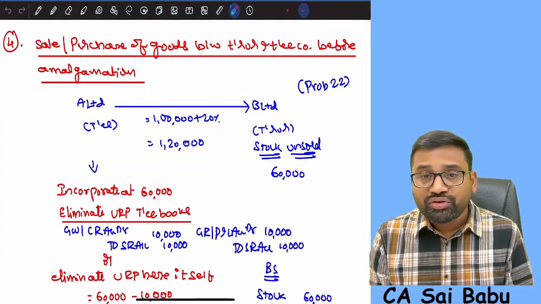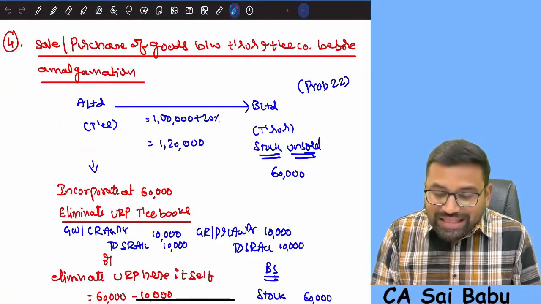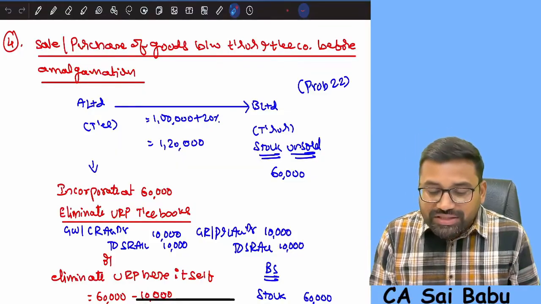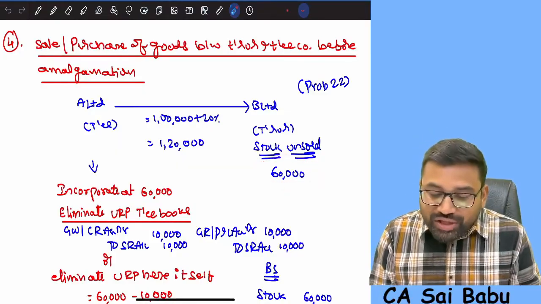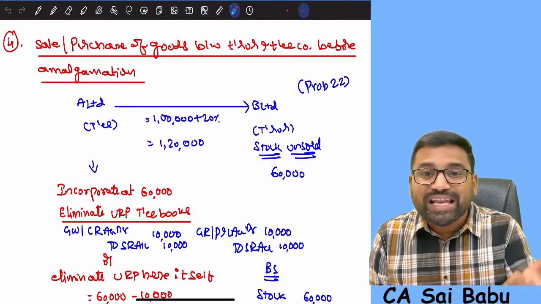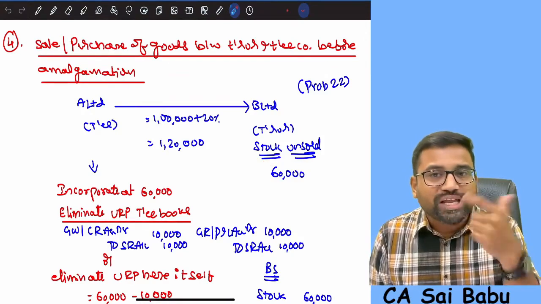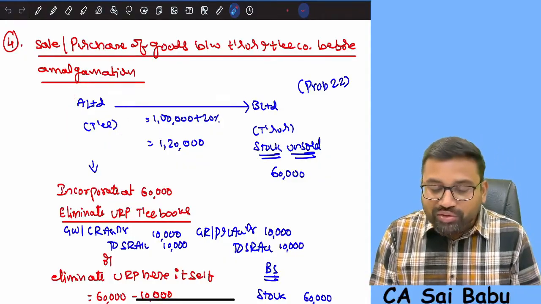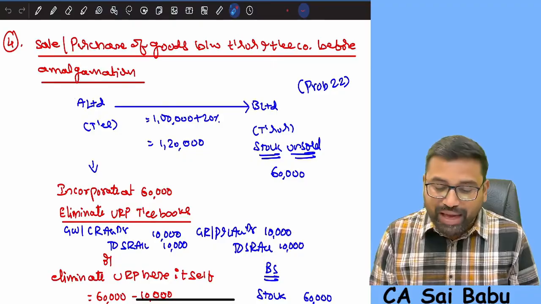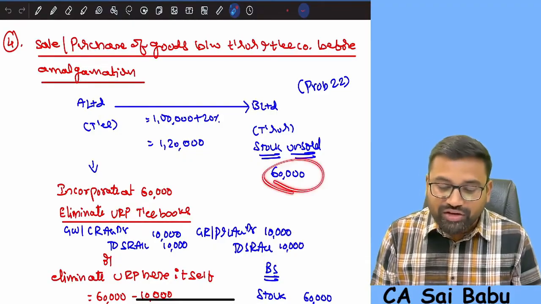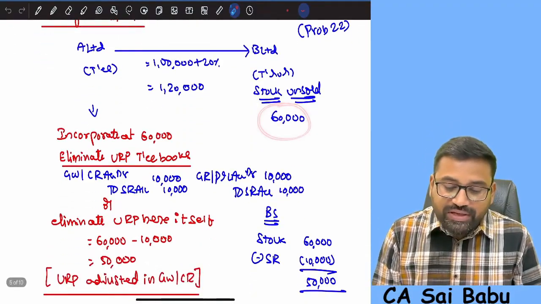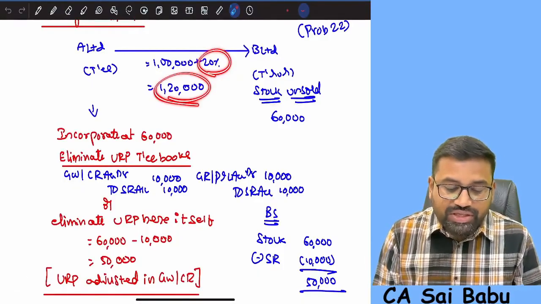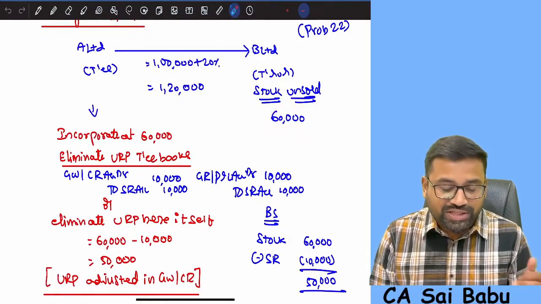So what will A Limited need to do? In this 60,000, whatever profit is unrealized, it will eliminate, because this stock is still not sold and the profit in it is not yet realized. So at the time of amalgamation, in A Limited's books, we need to eliminate the unrealized profit (URP) in this stock. How much is the unrealized profit? 10,000, because 20% is the profit: 1,20,000 is the total value, and in the 60,000 remaining, 10,000 is the unrealized profit.